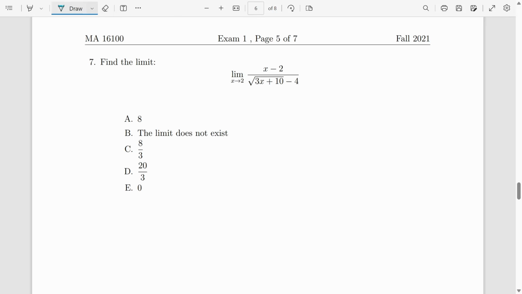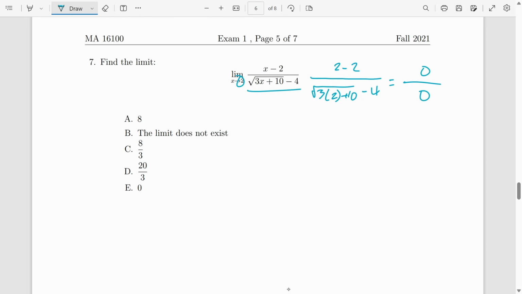What I recommend doing for every limit every time is to plug in the number that x approaches and then see what happens after that. Usually you can get a good idea of how to solve the limit once you plug in the value. So, plugging in 2 for all of these x's, we get 2 minus 2 all over the square root of 3 times 2 plus 10, minus 4. This is equal to 0 over, let's see, 3 times 2 is 6, 6 plus 10 is 16, square root of 16 is 4, and 4 minus 4 is 0.